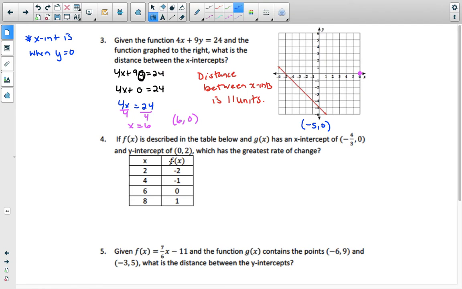So for f of x, again, slope is change in y over change in x. So our f of x is y. Our change in y, from -2 to -1, is adding 1. And for our x, from 2 to 4 is adding 2. So our change in y over a change in x is equal to +1 over +2. So for f of x, our slope is equal to 1/2.